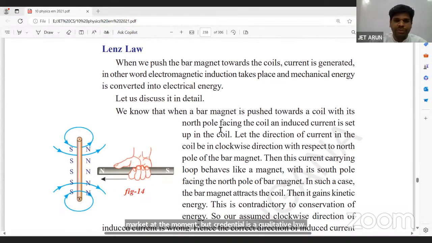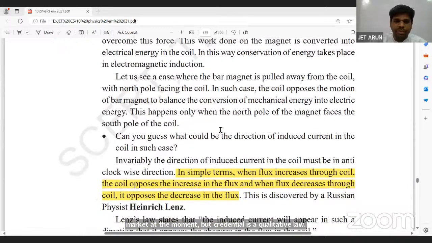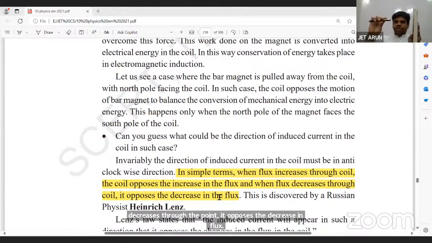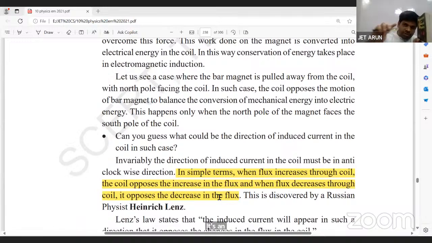All right, so here is what we do. In simple terms, when flux increases through the coil, the coil opposes the increase in flux. When flux decreases through the coil, it opposes the decrease in flux. When I move the North Pole towards the coil, the field lines cutting through this coil are increasing.